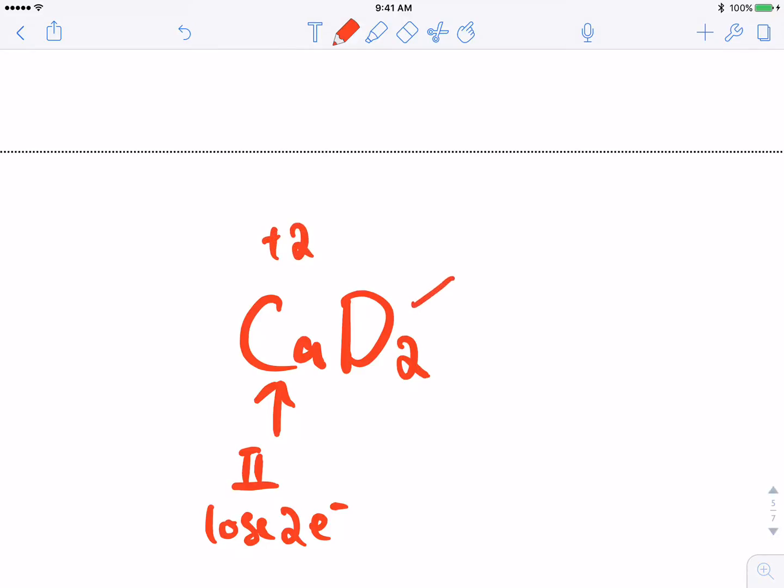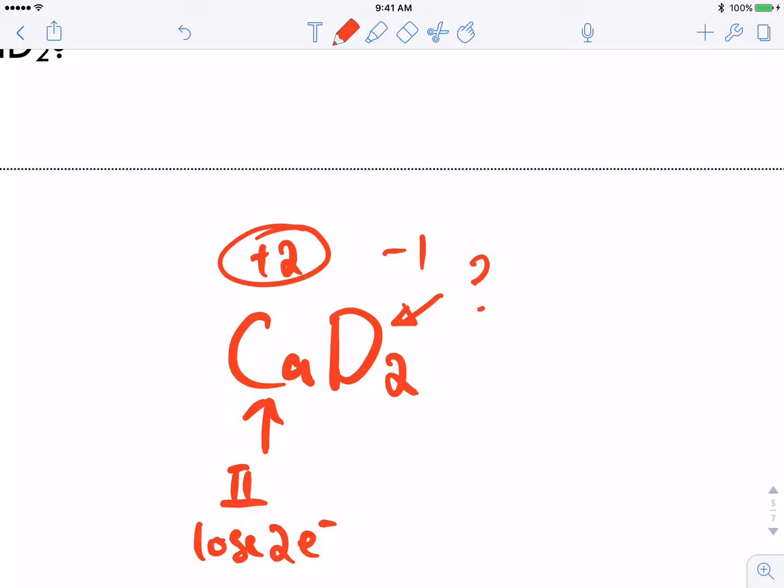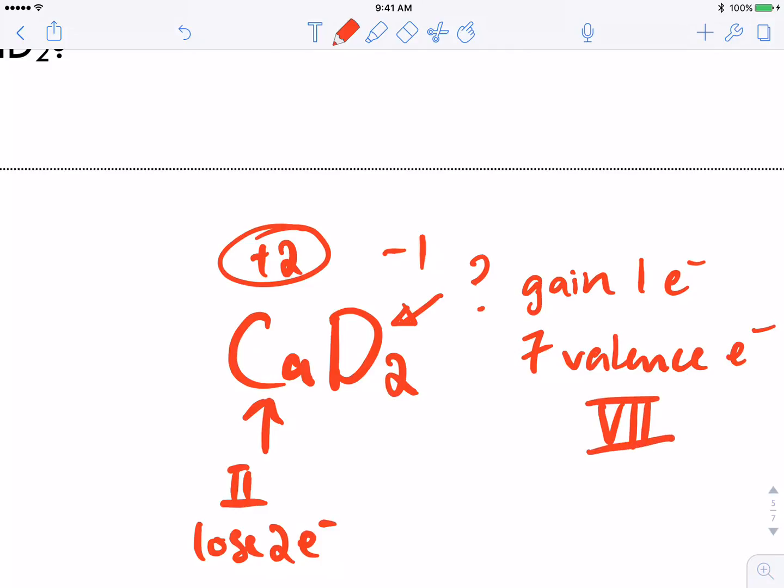I need 2 of D to balance a positive 2 charge. What does it tell me about the charge of D? It must be just 1 negative. That's why I need to times 2. So, what group gives me a negative 1 charge ion? If it is negative 1, it means D tends to gain 1 electron. To gain 1 electron, it should have 7 valence electrons already. So it means that it is in group 7.